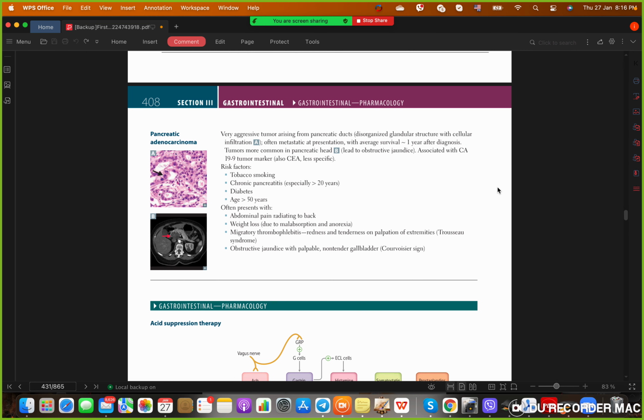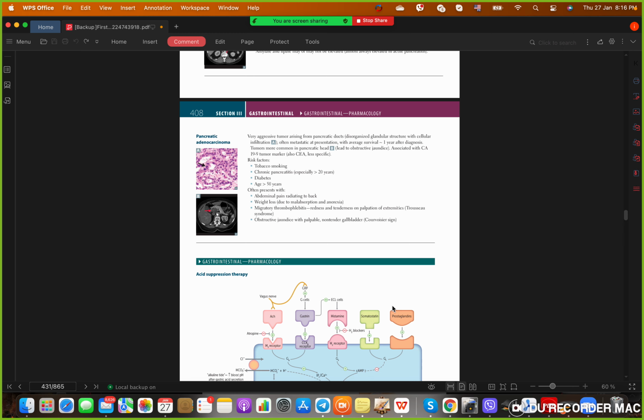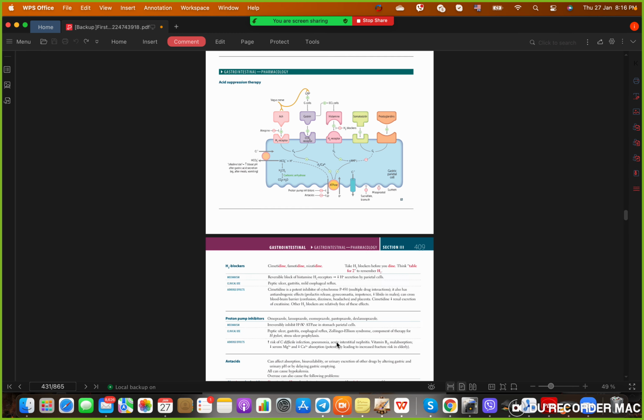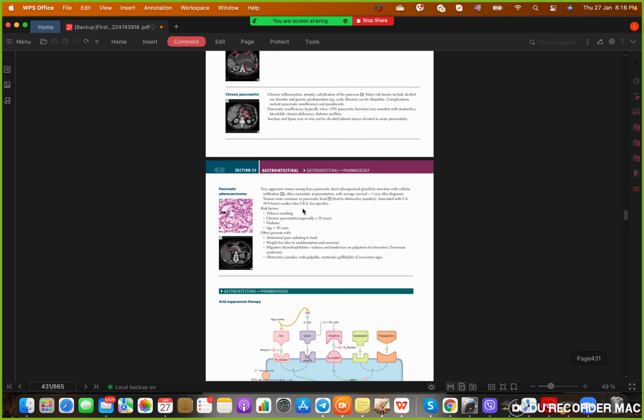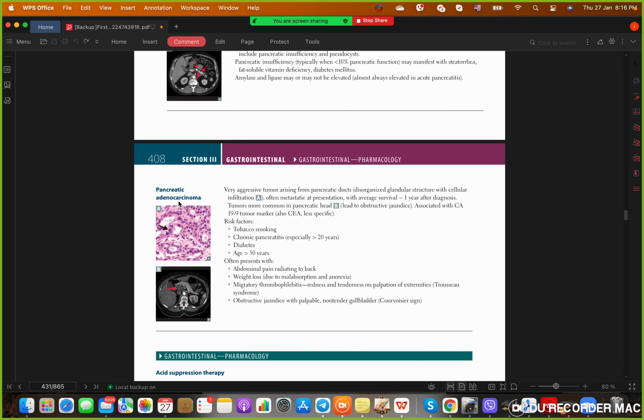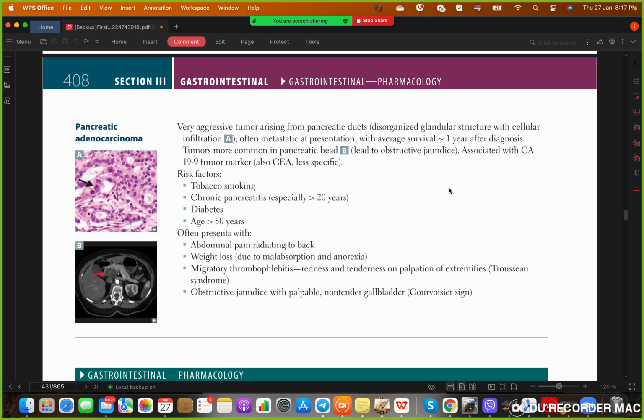So the last disease we are going to speak about is pancreatic adenocarcinoma, and then I will make a small break, asking you if you allow me to explain a couple more pages. So, pancreatic adenocarcinoma, a very aggressive tumor arising from the pancreatic duct. Disorganized glandular structure with cellular infiltration. Okay, so this is originating from the glands.